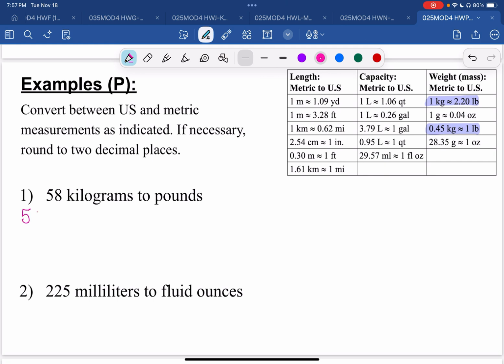So 58 kilograms to pounds. Again, you could choose if you wanted to use either one. Let's just say I used the second one, so 0.45 kilograms is 1 pound. That would mean that my kilograms would need to go down here, and my pounds would need to go up here because I would need to make sure that those canceled. Then I could divide 58 by 0.45, and I would get 128.89 pounds.